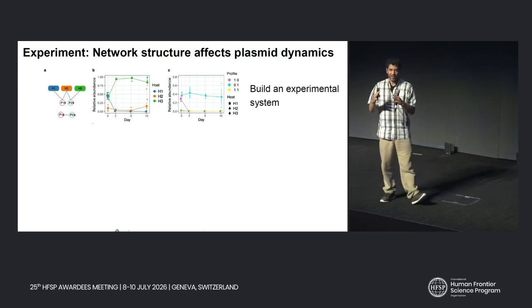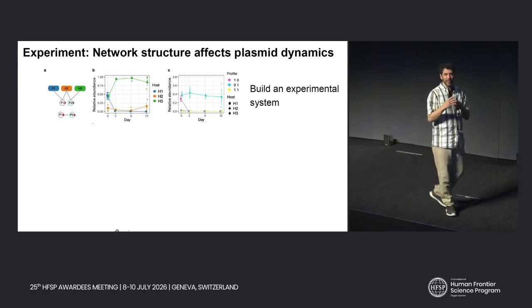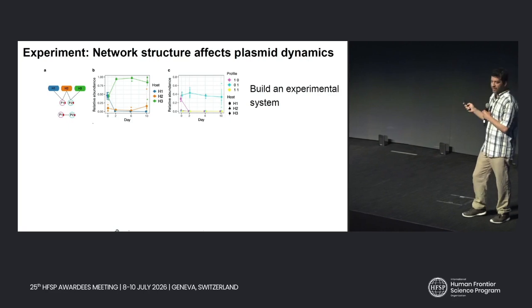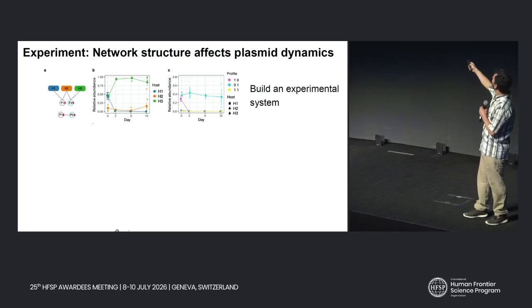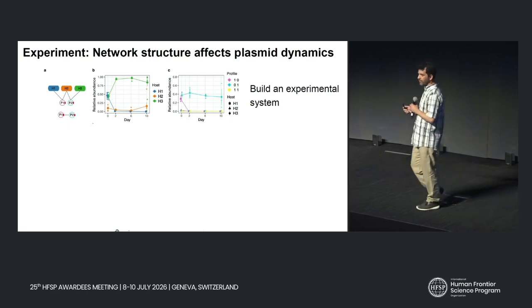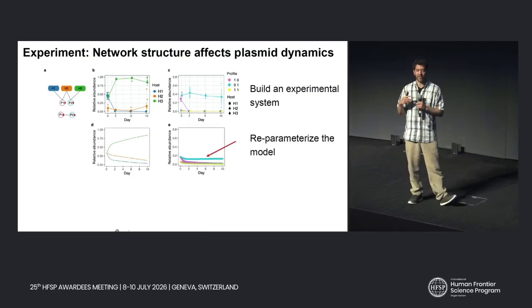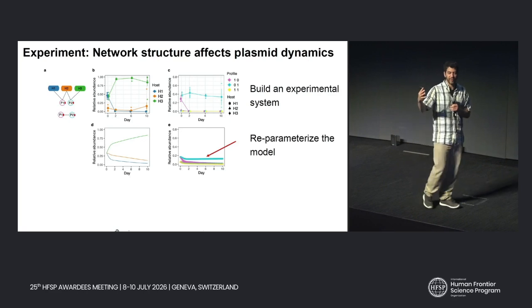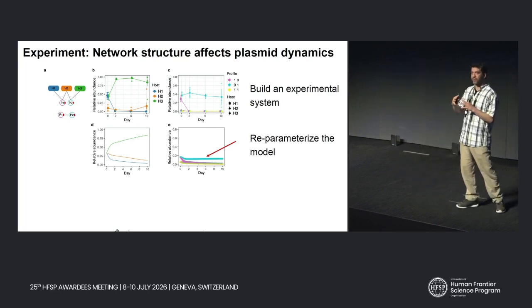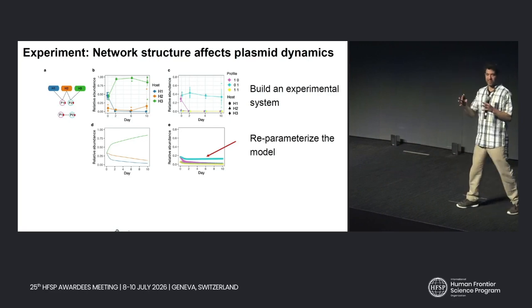So they did it, and they made this experiment with a modular network that you can see here. And here are the dynamics of the system. So this is the green bacteria, and this is the blue plasmid that is dominating. And what we did first was to take the model and match it to the experiment. So now we reparameterize the model according to the experiment, and we qualitatively got the same results.